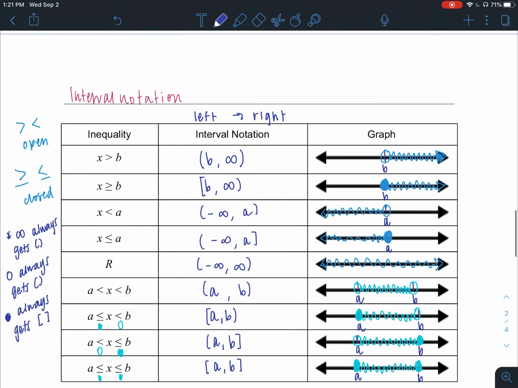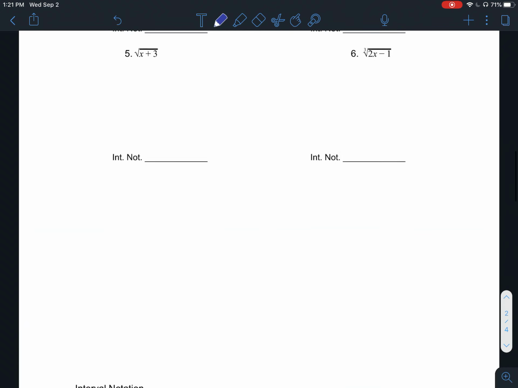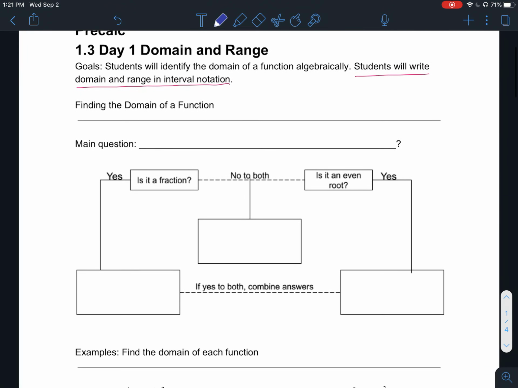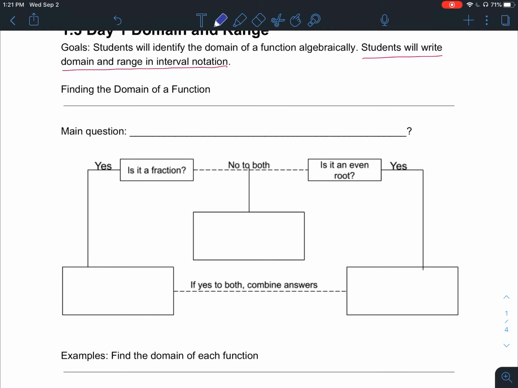All right, so now I think we're finished with that interval notation. So we're going to go ahead and go to the very beginning. The interval notation really should have been somewhat of a review for you. All right, so now we're going to focus on finding the domain of a function. And it all stems from two questions, or really one big question.